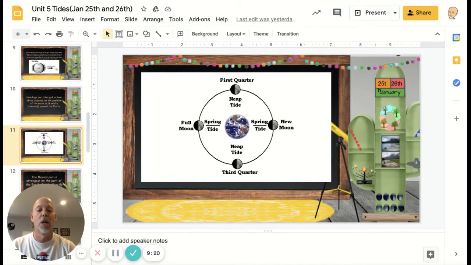Spring tides are much more extreme because of the alignment of the Earth, moon, and sun. Because now you have both the sun and the moon's gravitational pull on those tides in alignment. All right?